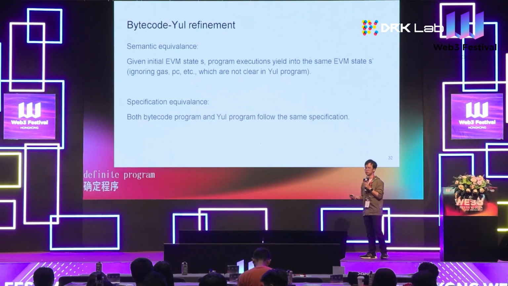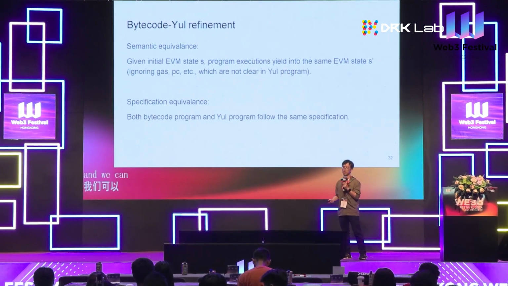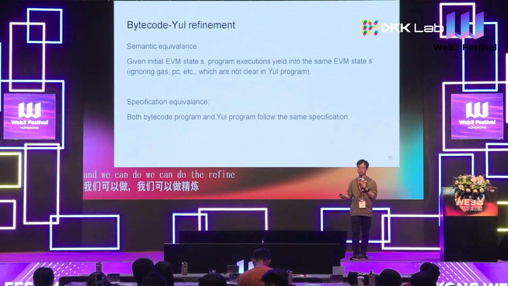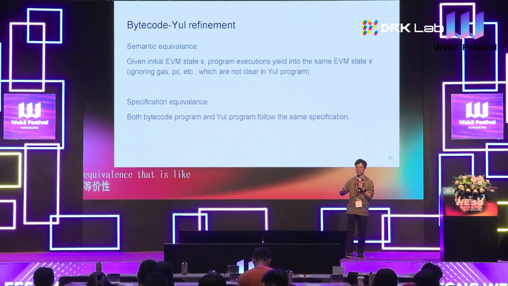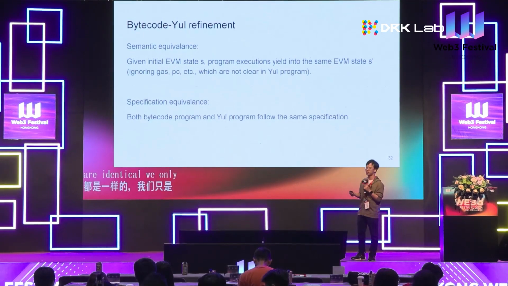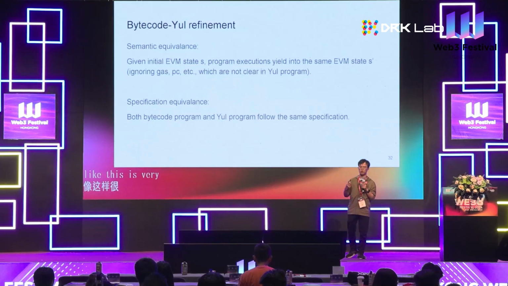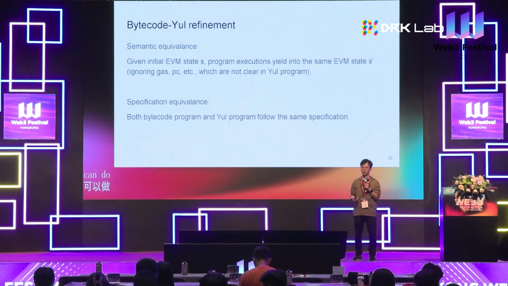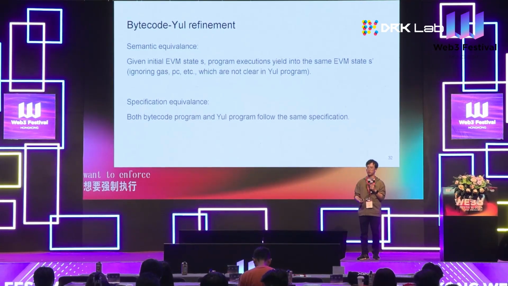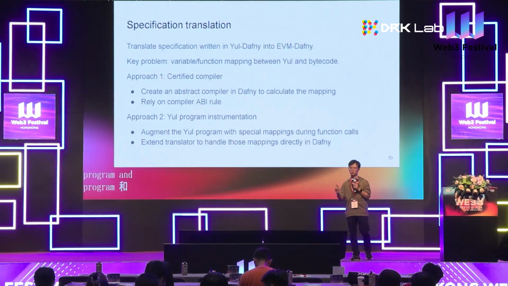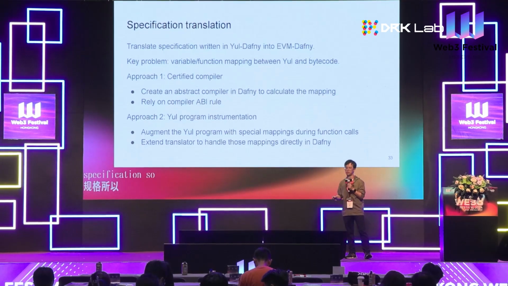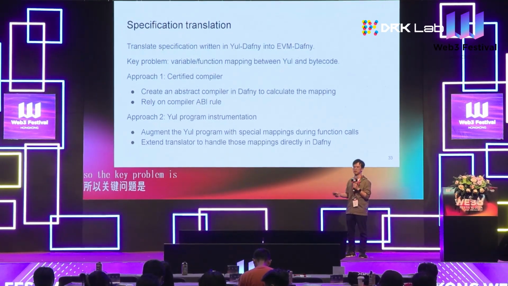And we can do the refinement on the semantic equivalence. That is, we are making sure the two programs are identical. We only need to compare the two formal models. But this is very hard, so maybe we can do something simpler. That is, we want to enforce specification equivalence, that both the bytecode program and the Yul program follow the same specification. So how can we do this? The key problem is that the variable and function mapping between Yul and bytecode is missing.